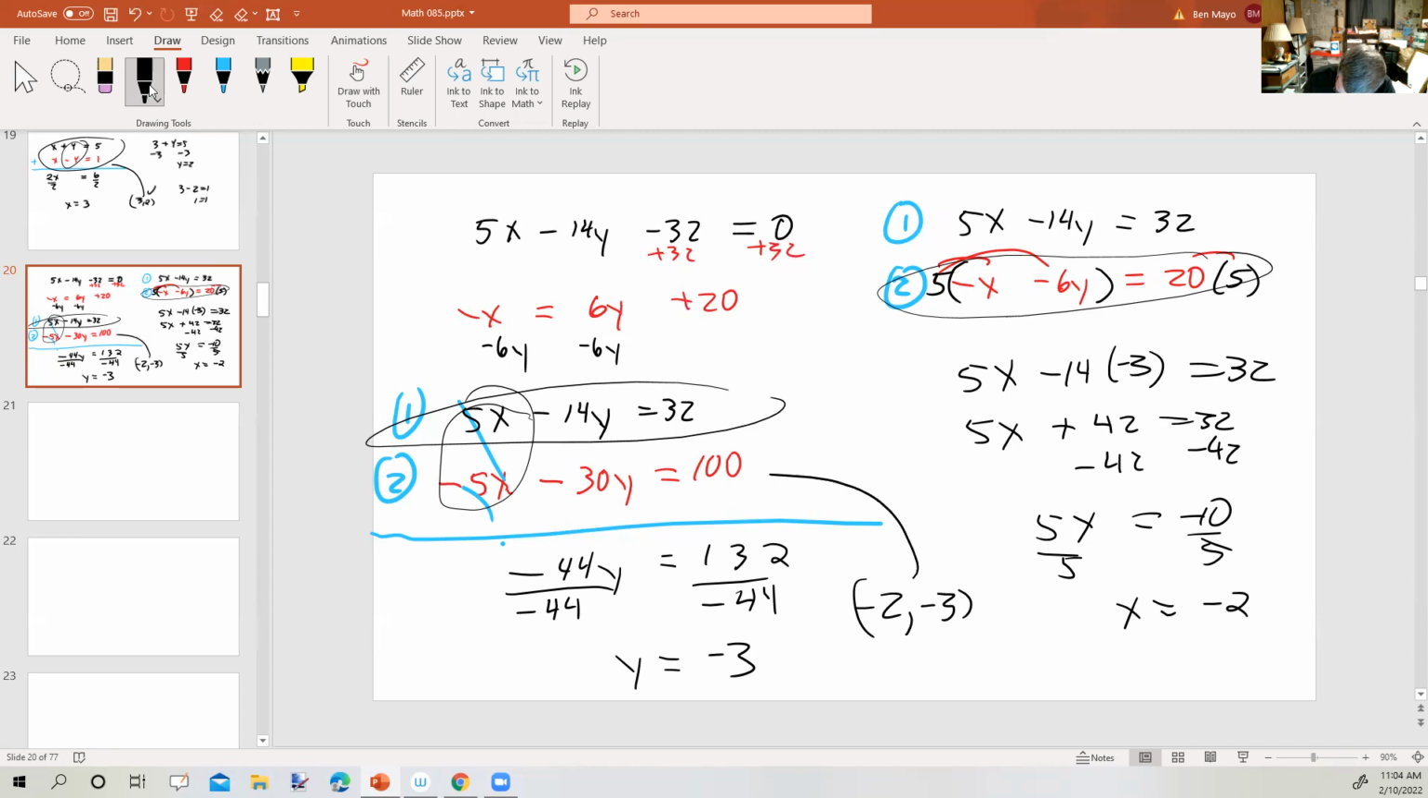Now let's check it in equation 2. Negative 5 times negative 2 minus 30 times negative 2 equals 100.